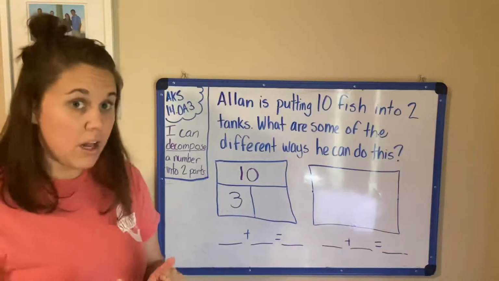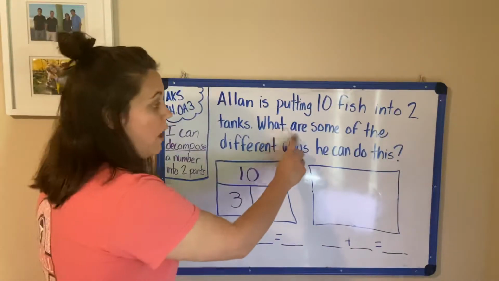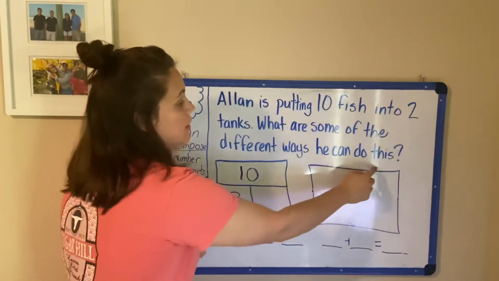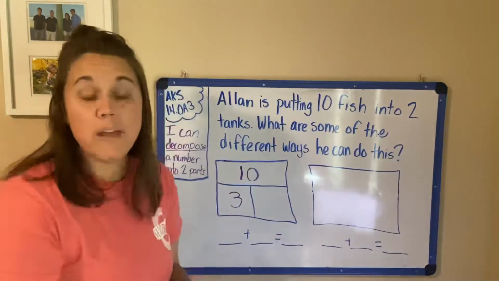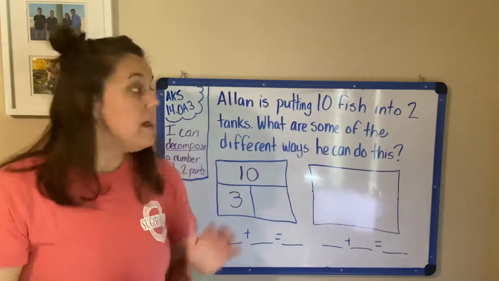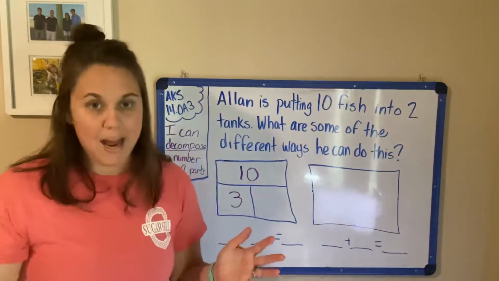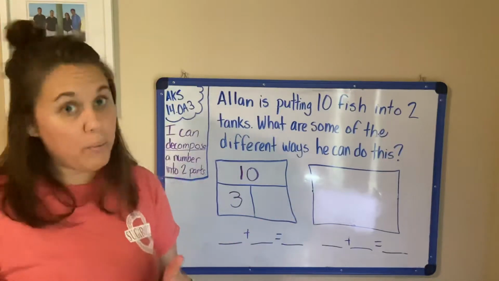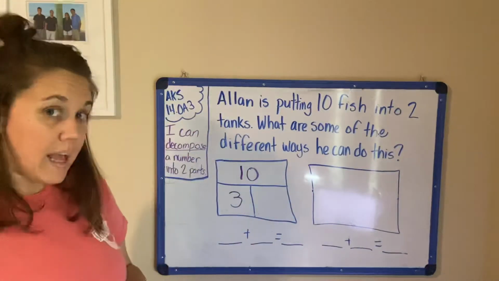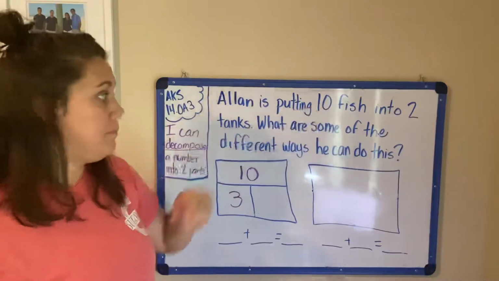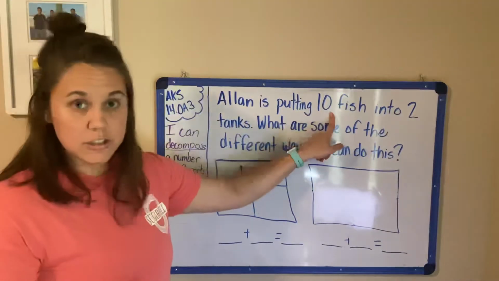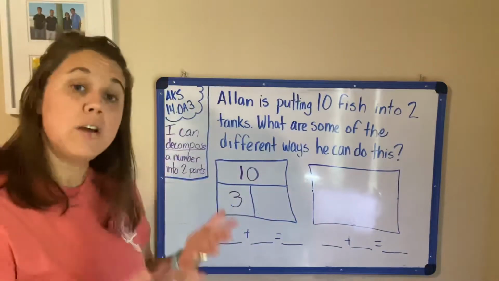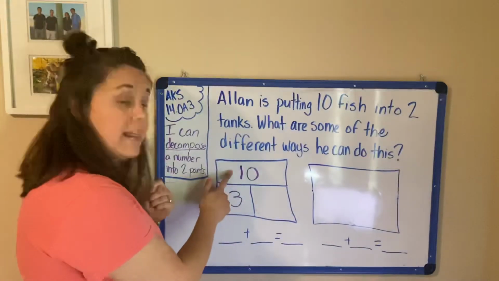The first thing I want to look at is the question. What are some of the different ways he can do this? This question tells us right away that there's more than one right answer. These kinds of problems have several right answers, and you're going to get to practice coming up with those answers all week long. The second thing I want to look at is this number 10. So Alan has 10 fish. That's all the fish he has, no more, no less. So 10 is our whole number. We're going to put that in the top box.